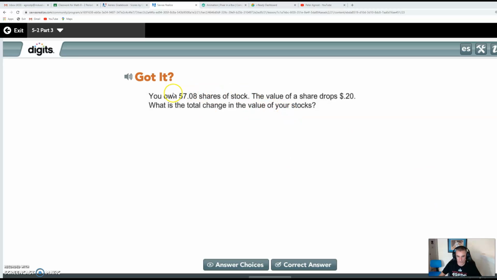All right, so we know we're going to multiply 57.08 times something, right? This is how many shares we have, 57.08. And each share drops 20 cents. Drops is the key word here, right? Drops 20 cents. So we're going to represent this number with a negative 0.20. You don't have to put this first 0 here. Some people do, some people don't. It doesn't change the value. So this is the math problem that we end up with, 57.08 times negative 0.20.